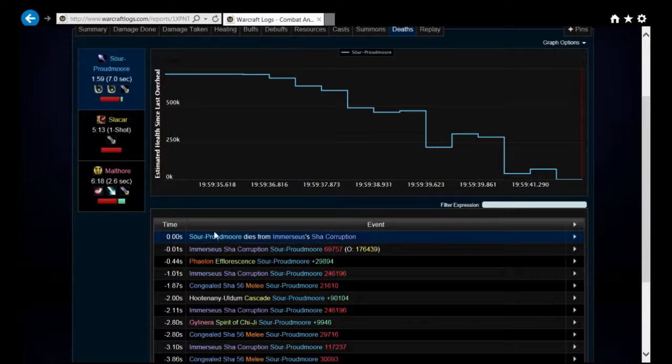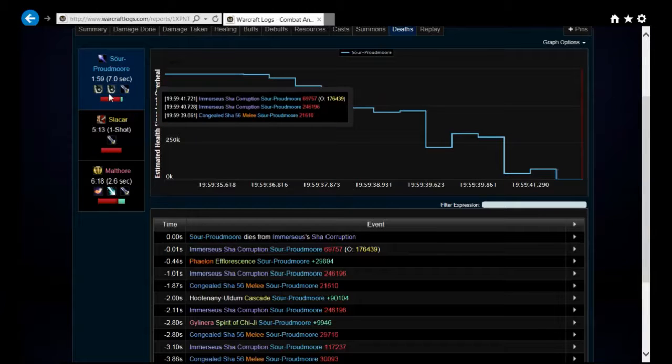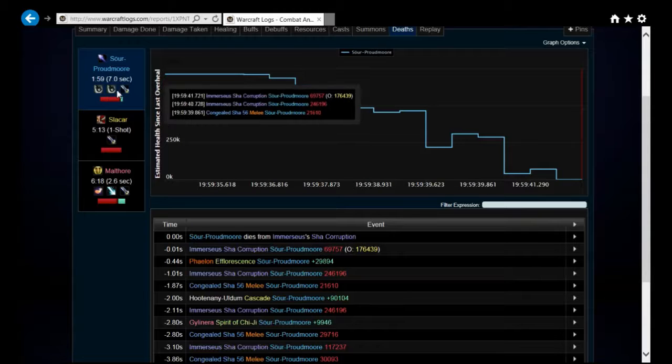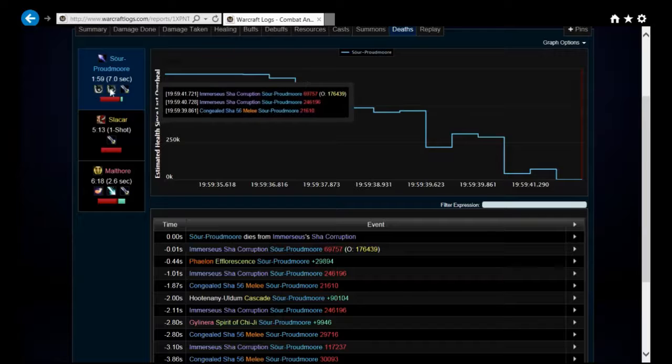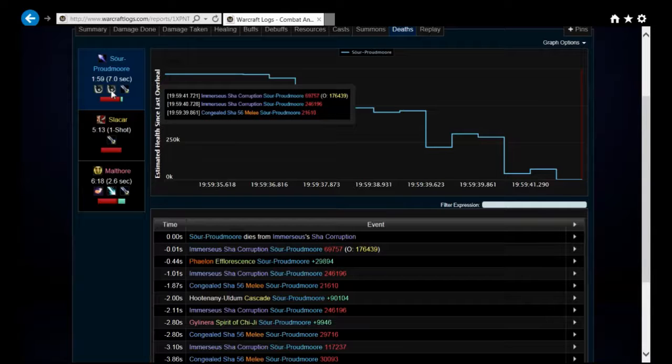All right, so what we're seeing here is for Sour, he had the Shaw Corruption debuff, and he had quite a bit of it and was taking some serious dots from it. And then he had a little congealed Shaw come up and melee attack him for just 21k, but that was enough to put him over the edge. So it was not managing the debuff that killed Sour.